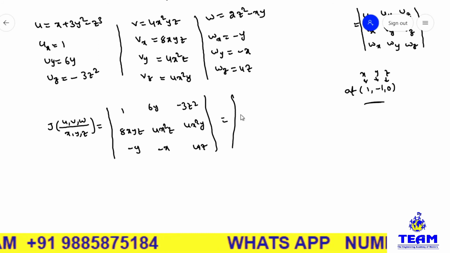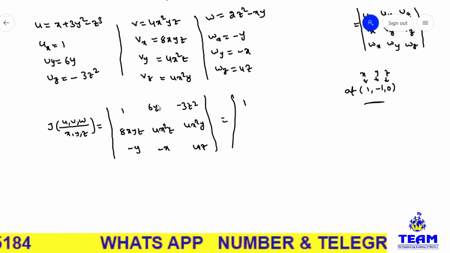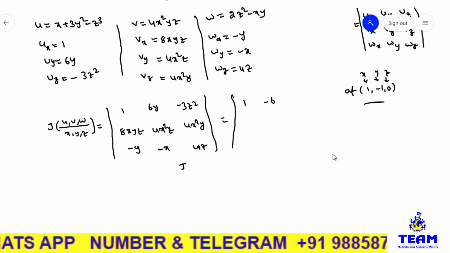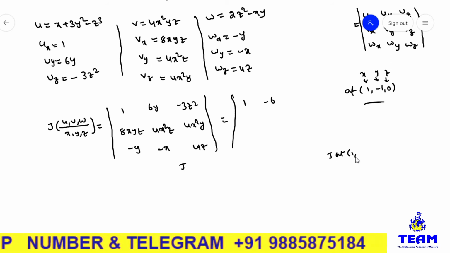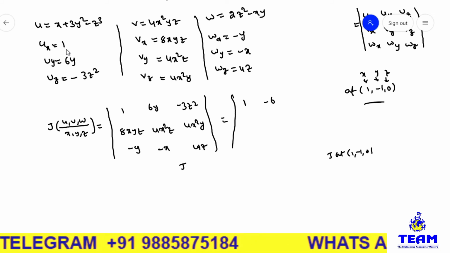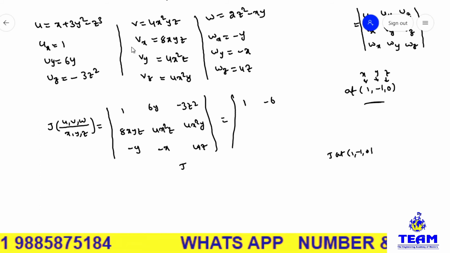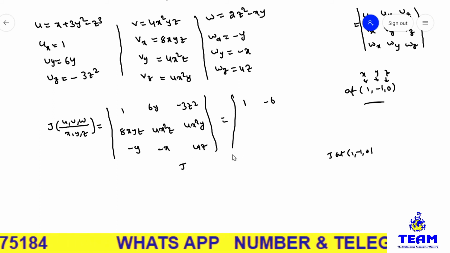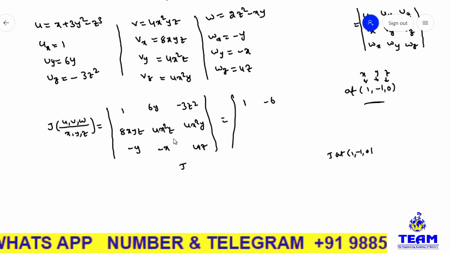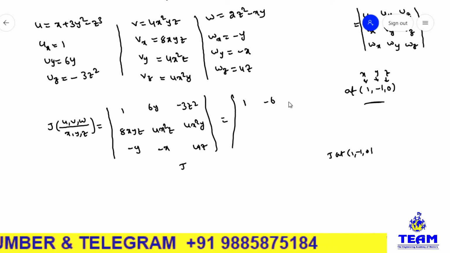Now I am substituting x is equal to 1. Here I have 1 only. Y is equal to minus 1, so this will be minus 6. Now this is the Jacobian at 1, minus 1, 0. Actually, you can substitute here also. Ux value is 1. At each point we have to substitute all the values. But I am doing it here because you have to know the difference between finding the Jacobian and finding the Jacobian at one particular point. That is the reason I am doing it here.